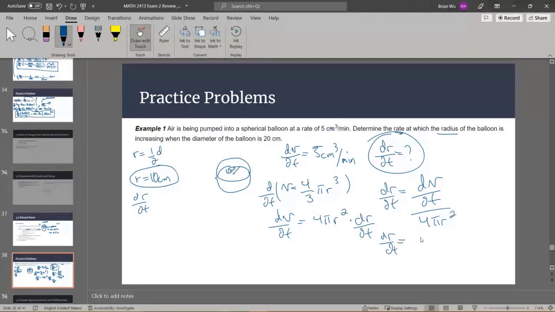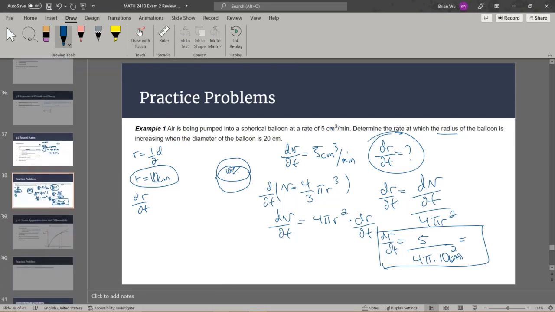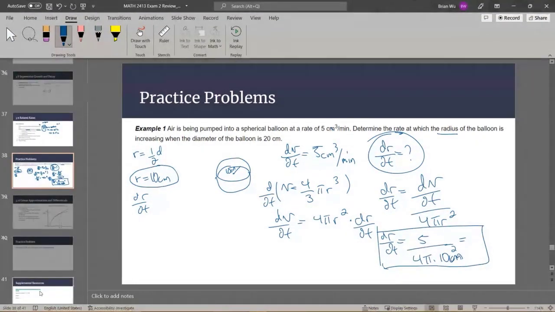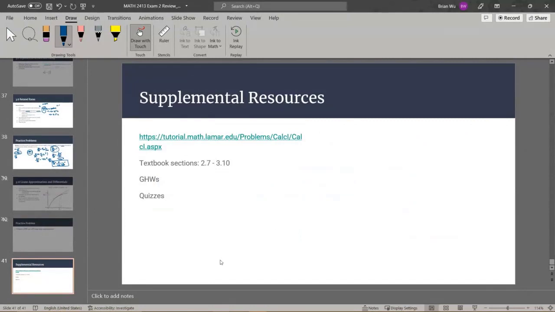In this case, we have 5 divided by 4 pi times 10 centimeters squared, or 10 squared. And this would give you the answer. I'm just going to leave it at that. You probably can use a calculator and calculate it, but I just want to move to the practice sessions. And then the supplemental resources if you need them, which should be accessible in the PowerPoint.